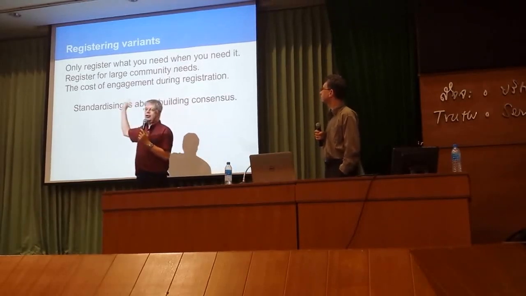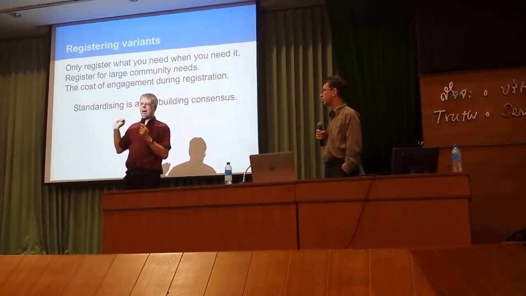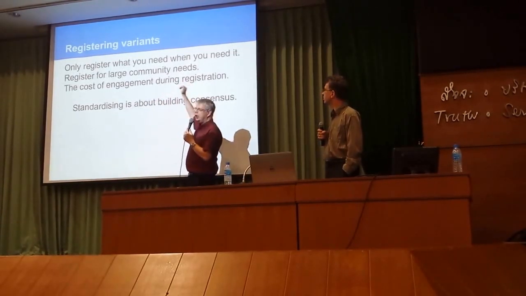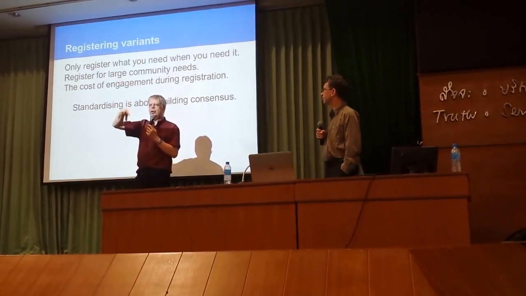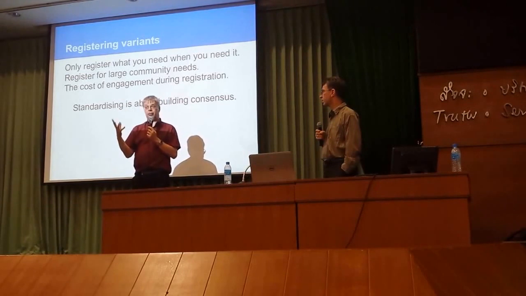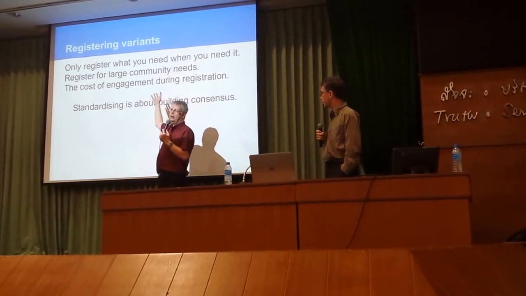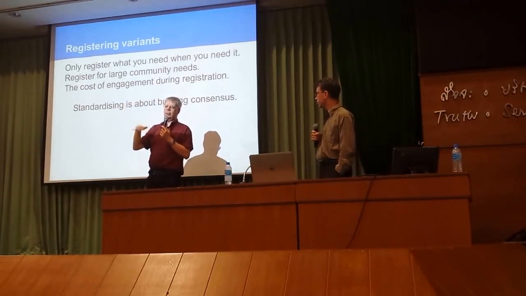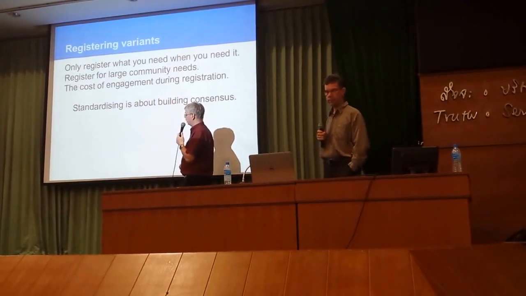Well, first rule, only register stuff that you need when you need it. Don't register lots of stuff in anticipation that somebody might use it. That does not make the community happy. Register for large community and longevity needs. So for example, if you wanted to clearly identify some dialects because lots of people are going to be working on those dialects, that would be a good example of something that you may want to register. And there's a cost to registering. You have to engage with the community, the wider standards community, for the language tag in order to answer the questions and make everybody happy about, yes, this is a variant that they want to standardize.